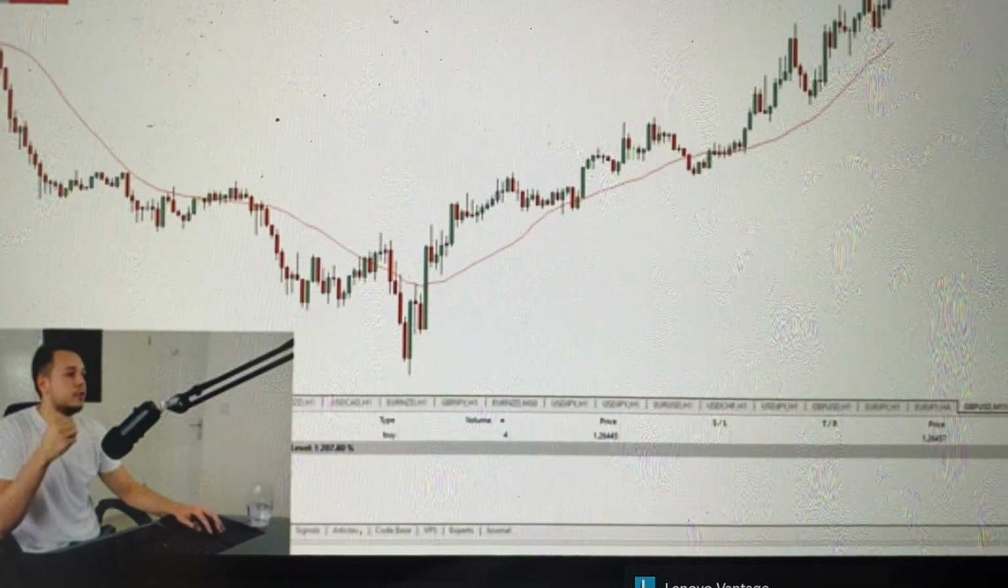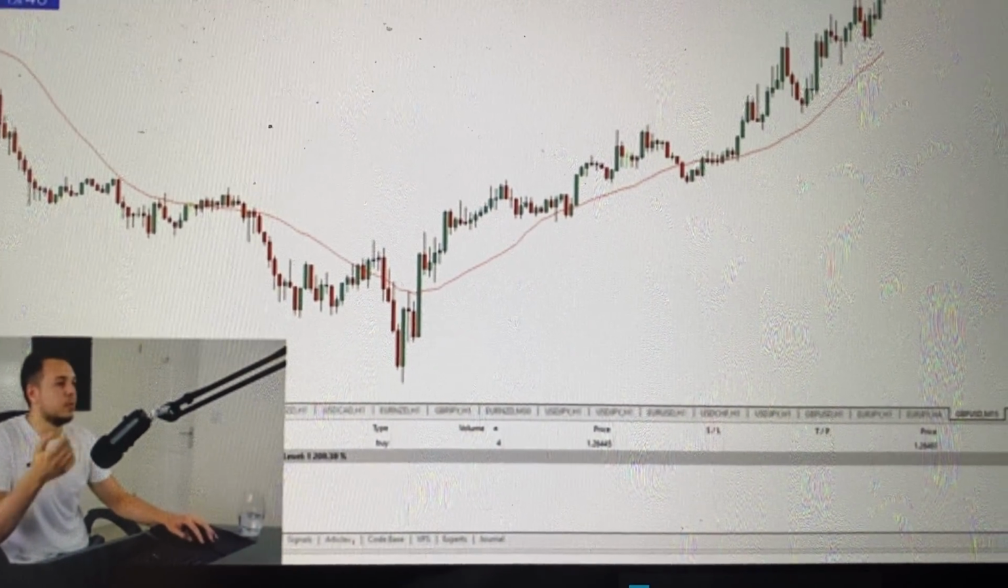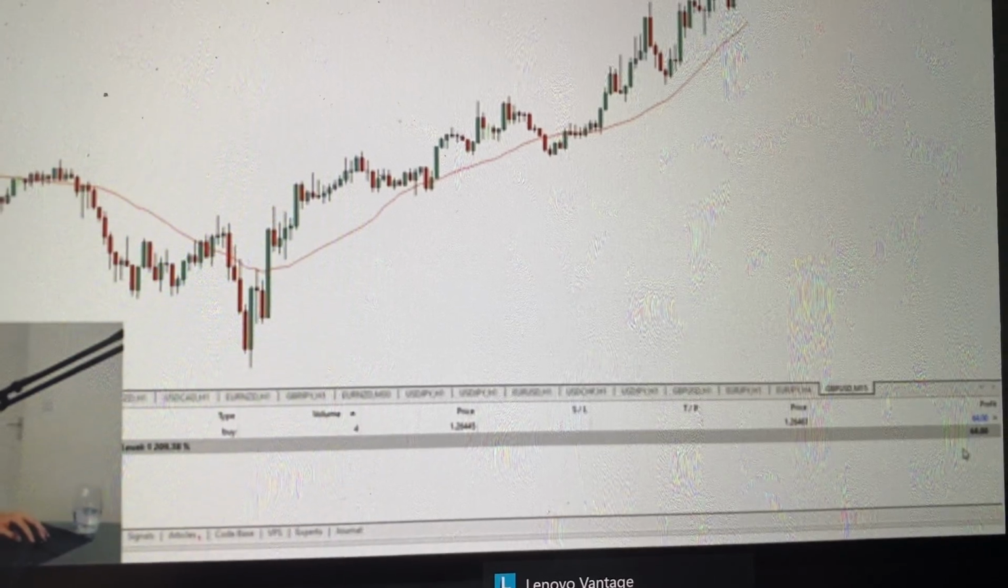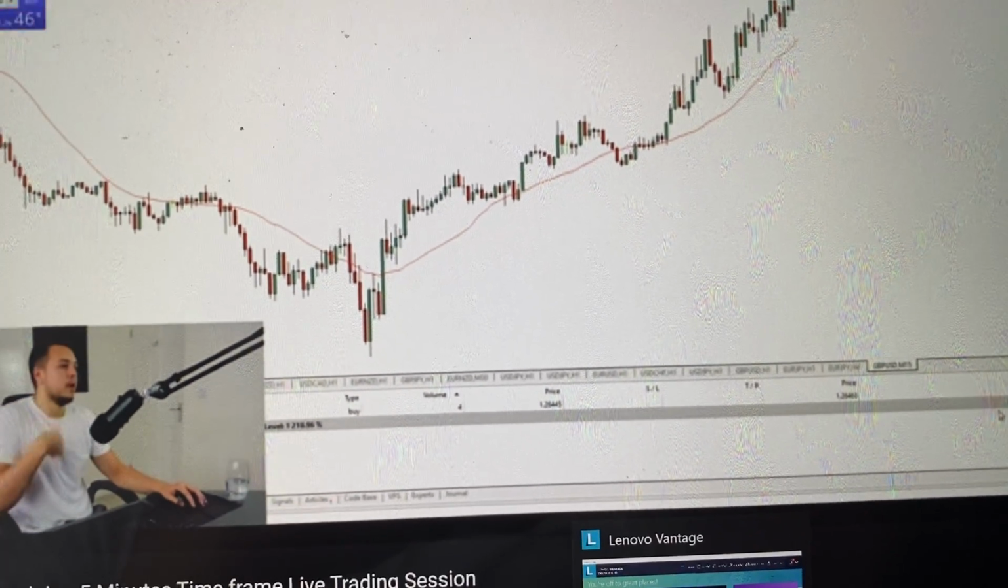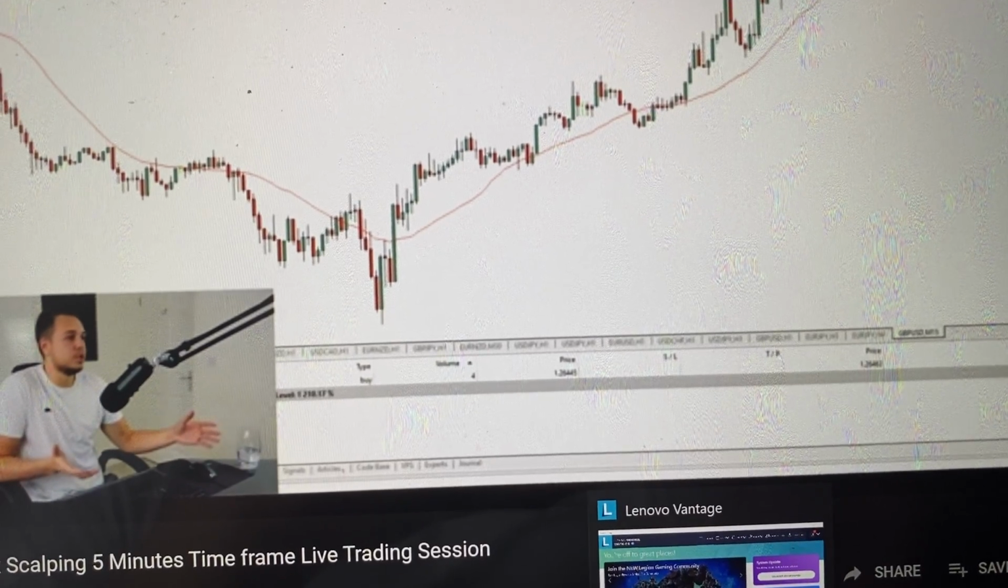Let's have a look at our MetaTrader. Currently $44.60 in profit. If it reaches $100, I'm quite happy. I might even close it off. It will be a nice scalping session for me.